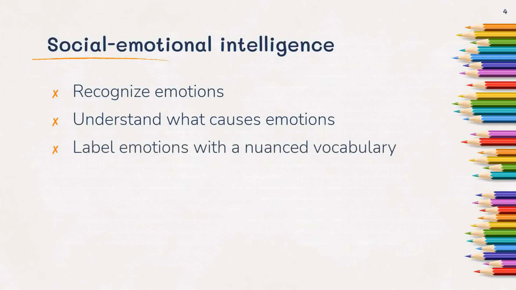Third, label emotions, right? But with a nuanced vocabulary. So we don't necessarily want the crayon box that just has 8 colors, right? We want the 64 color crayon box with a sharpener in the back. So we want to not just use words like happy, sad, mad, right?